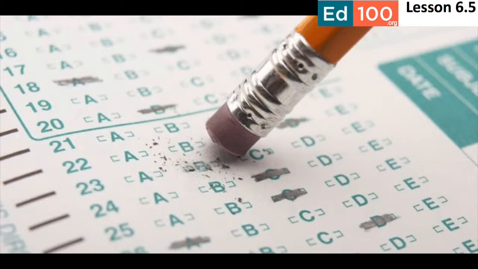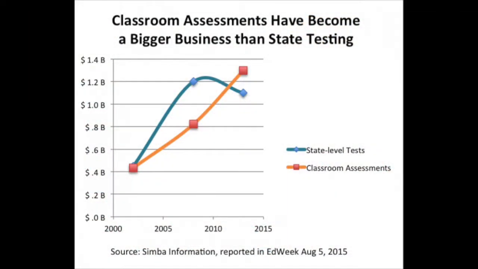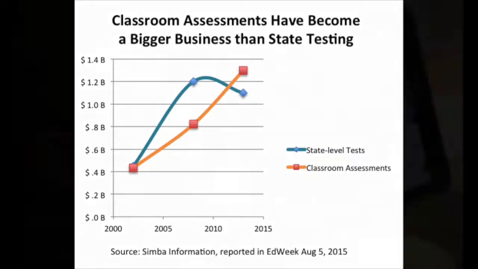Tests have been part of education systems for millennia. Lesson 6.5 explains the two major kinds of tests that students take. Formative tests are used by teachers to adjust instruction. Summative tests are used at the end to measure and compare results.